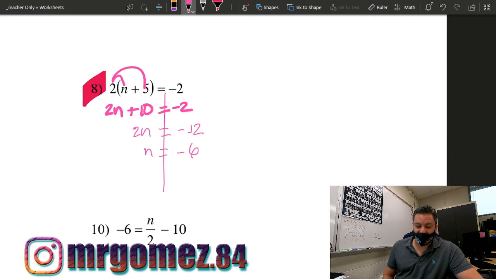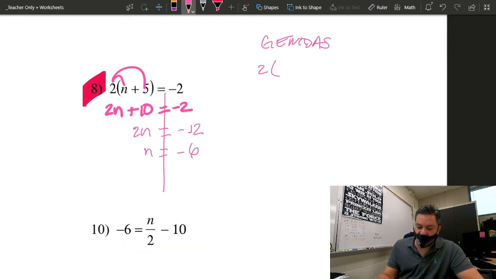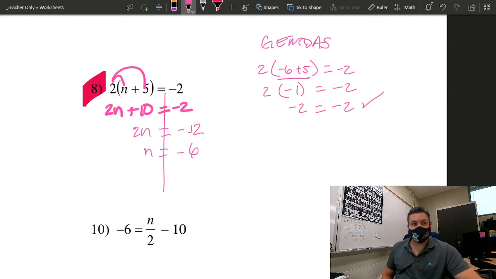Now, if you did not get it, please make sure you check out that other video. Now, if you want to make sure that you got it right, this is where we use GEMDAS. So, instead of n, I'm going to use the negative 6. And I'm going to check both sides. So, this right here is going to give me negative 1 times 2, which should give me negative 2. 2 times negative 1 is negative 2. Is negative 2 the same as negative 2? Yes, so my answer is correct.